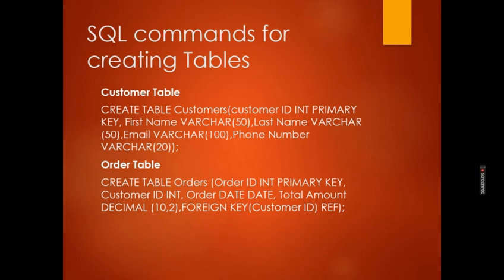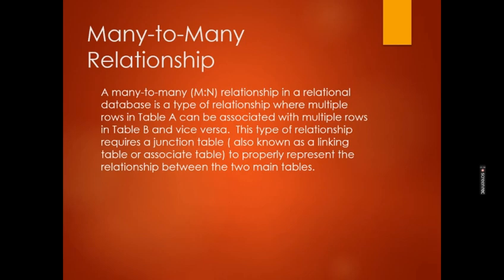Then we have the order table. The SQL command for creating the order table is CREATE TABLE orders, open bracket, you have order ID, you enter INT PRIMARY KEY. You have customer ID, you enter INT, then order date, which is supposed to be DATE. If you write DATE, you'll be able to get the content in the MySQL app. Then total amount, that should be DECIMAL. You consider the decimal, so it's supposed to be 10 by 2. Then the foreign key, which is the customer ID, to reference it.